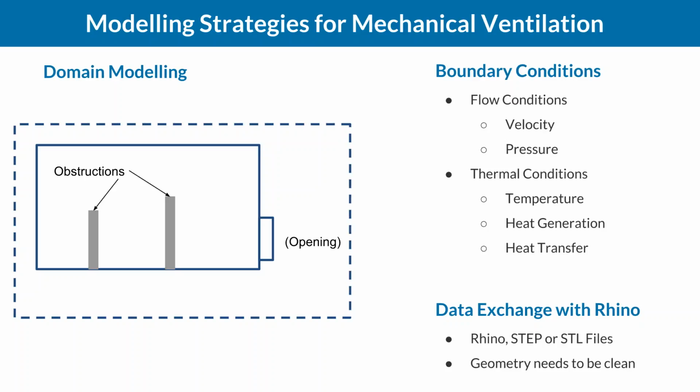And for sure, the geometry needs to be clean, so we need to simplify it and make sure it's watertight. And regarding the boundary conditions, they are quite similar to the boundary conditions we used for our mechanical ventilation simulation. So we have, again, flow conditions, where we can define velocity or pressure boundary conditions for all the patches. And we can also, if we want, add thermal conditions, including temperature, heat generation, and heat transfer on surfaces.